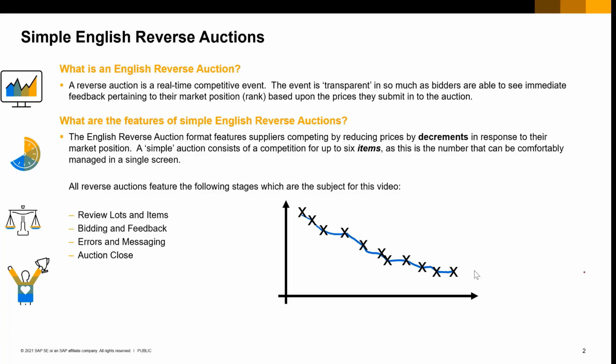Reverse auctions are highly configurable. This means that it is impossible to cover every possible permutation available to a buyer in this video. But through a number of simple example auctions, I shall demonstrate the main features and the most common permutations.